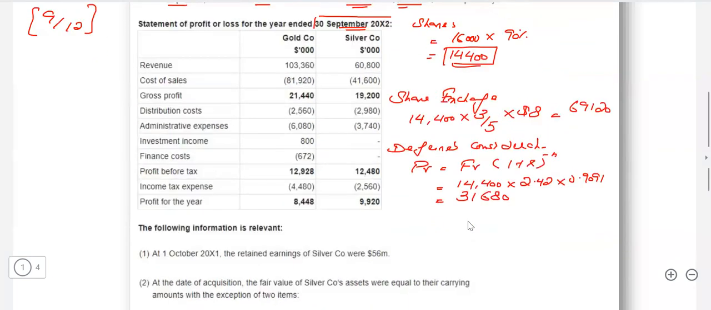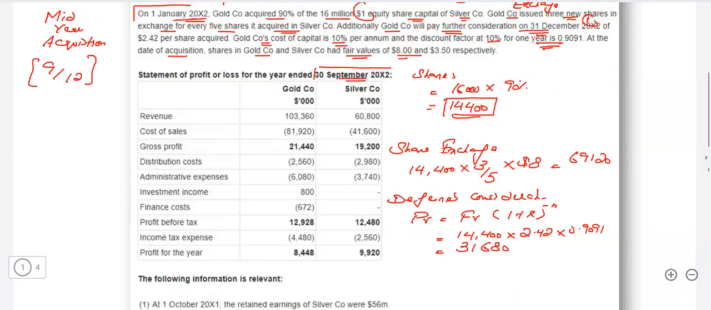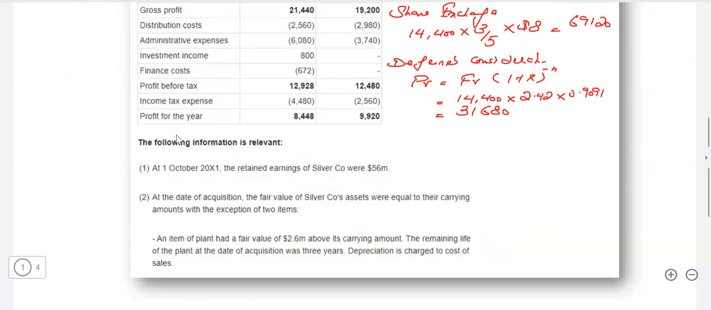So mid-year acquisition, 9 by 12. The revenue of the parent is 103,360. When we take the subsidiary 6,800, we multiply it by 9 by 12. Remember, all the things relevant to the subsidiary will be done 9 by 12. So revenue, cost of sale, gross profit, distribution cost, administrative expenses, investment income, finance cost, profit before tax, income tax, and then we have the profit for the year.